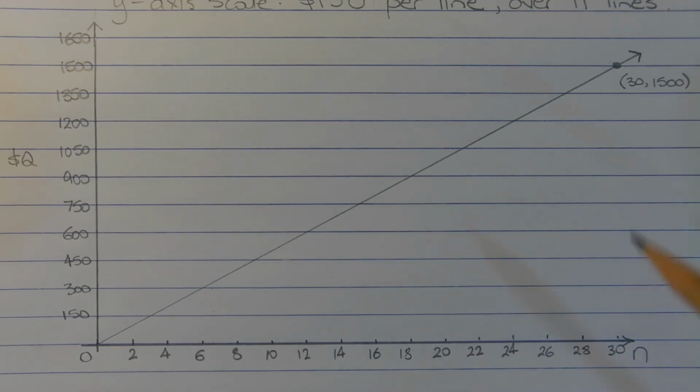And to draw the line, I located this point here. This has coordinates 30, 1,500, which corresponds to $1,500 earned after 30 parties. And then finally, again using a ruler, I drew a line from the origin through this point.